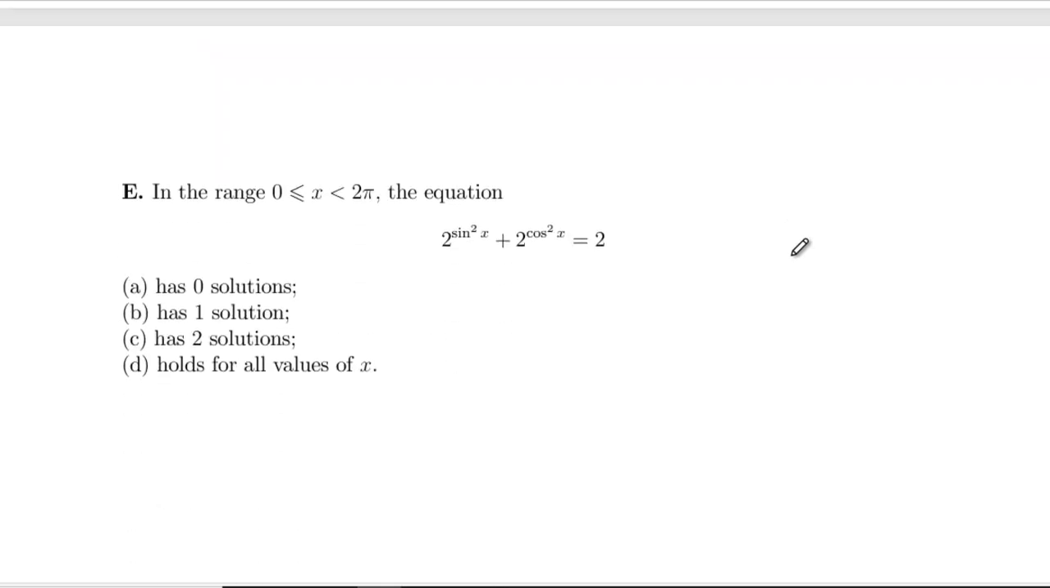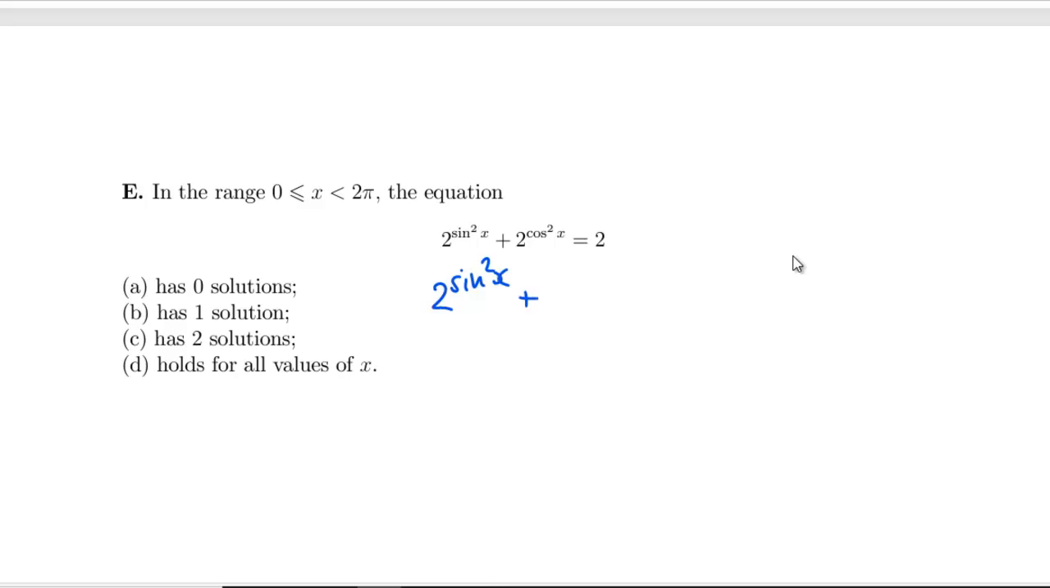In the range 0 to 2 pi, the equation 2 to the power of sine squared x plus 2 to the power of cos squared x is equal to 2. How many solutions does it have? Right, so this is clearly the substitution question. So let's get rid of, say, the cos squared bit. We could get rid of the sine squared, but it doesn't really make any difference.